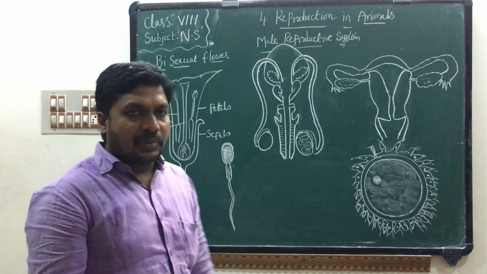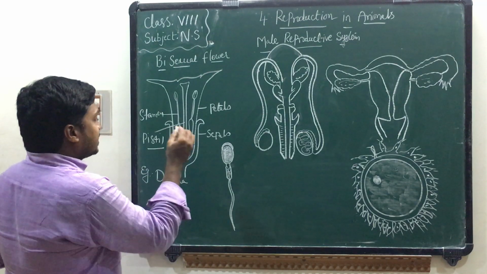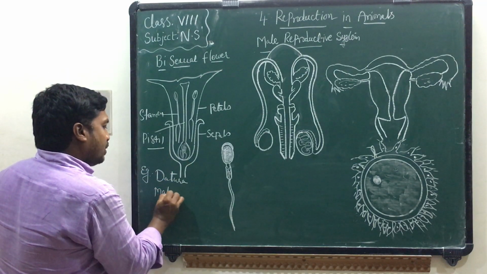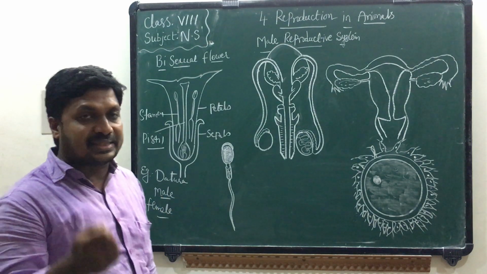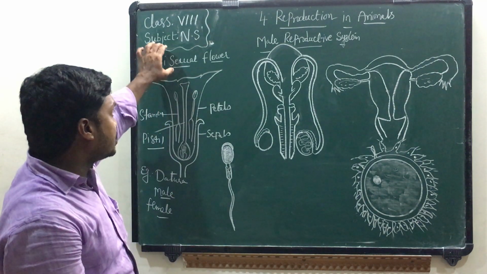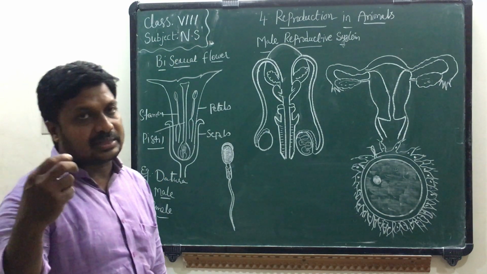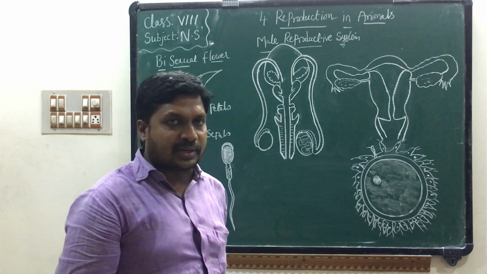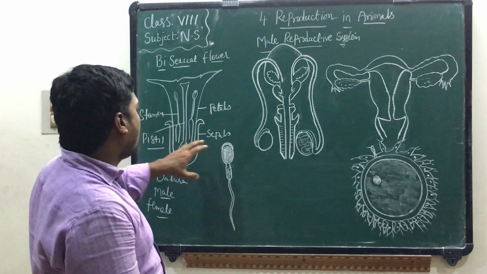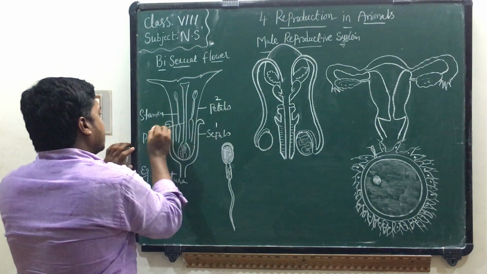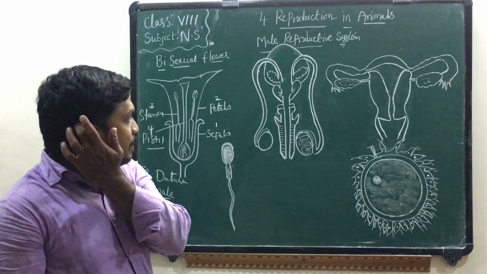Bisexual flower means the flowers which have 2 sexual parts, one is male part and second one is female part. Male and female parts in a single flower, that is called bisexual flower. Example, datura or hibiscus. In the previous class, we learnt about unisexual flowers which have only 3 whorls, 3 parts. Here 4 parts: sepals, petals, stamen, pistil. We can find 4 parts, a complete flower.